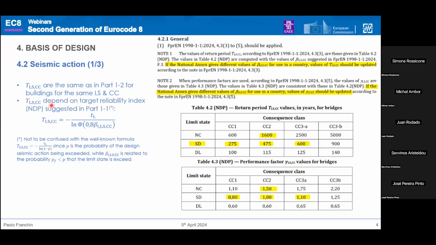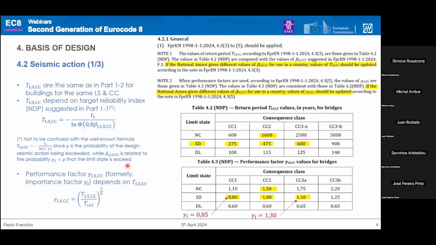This is the relation, for your information, and it's a relation that is similar to the relation between the return period and the probability of exceedance of the design seismic action. It's not the same because beta, the reliability for the bridge in this case, is a different probability. It is the probability of failure of the bridge, of exceedance of the limit state, not of the seismic action. So just to tell you that this is consistent.